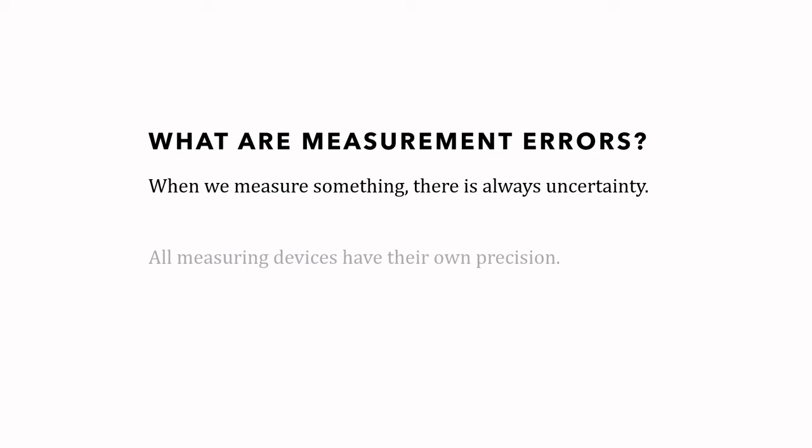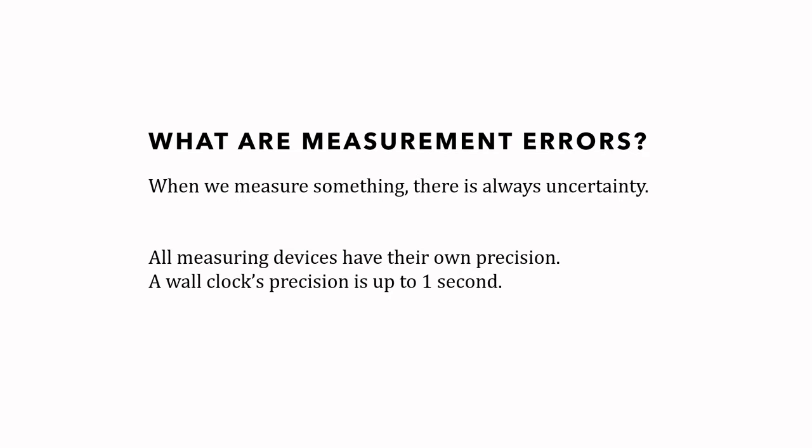All measuring devices have their own precision. For example, a wall clock's precision is up to 1 second. Also, a wall clock cannot tell you any readings within 1 second interval. Next, for a standard ruler, its precision is up to 1 millimeter, and it cannot tell any reading within 1 millimeter interval.